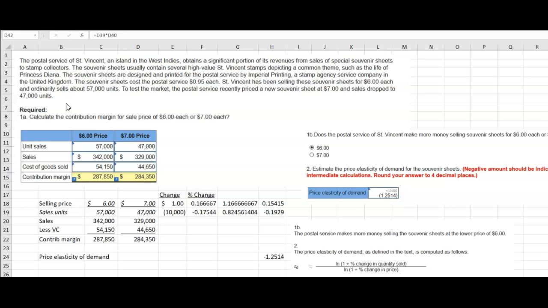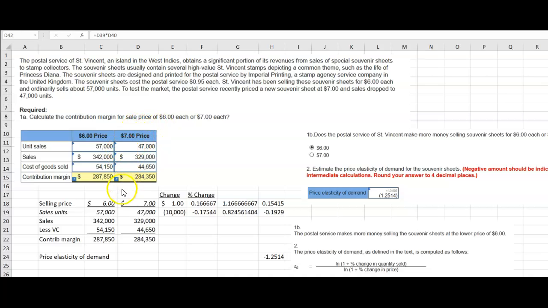the United Kingdom. Now, the souvenir sheets cost the Postal Service 95 cents, and they're selling them for $6, and they ordinarily sell about 57,000 units. So to test the market, they want to introduce a sheet at $7, and when they did that, the sales dropped to 47,000. So you're asked to first calculate the contribution margin, okay?